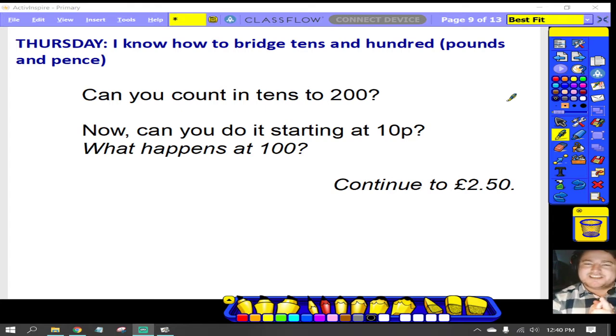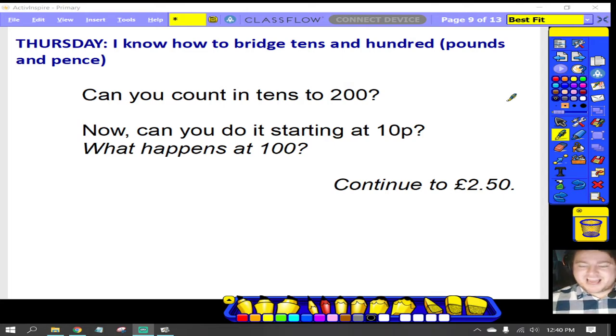Little bit of a challenge. Remember, we're not going to say 100 pence. We're going to turn it into pounds, okay? So now, can you do it starting at 10 pence? Are you ready? Do it with me if you're unsure. If not, pause now. Ready?